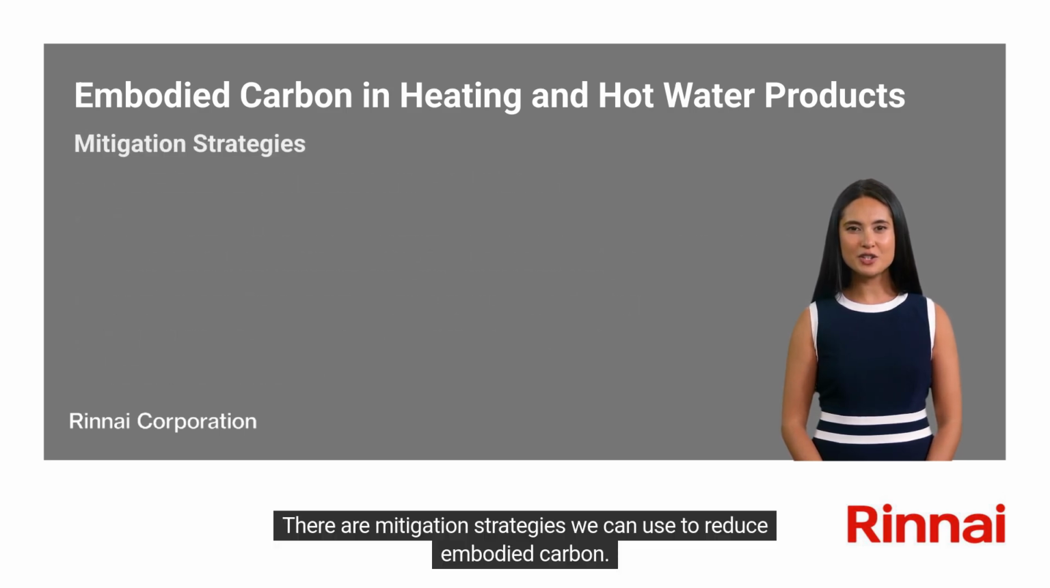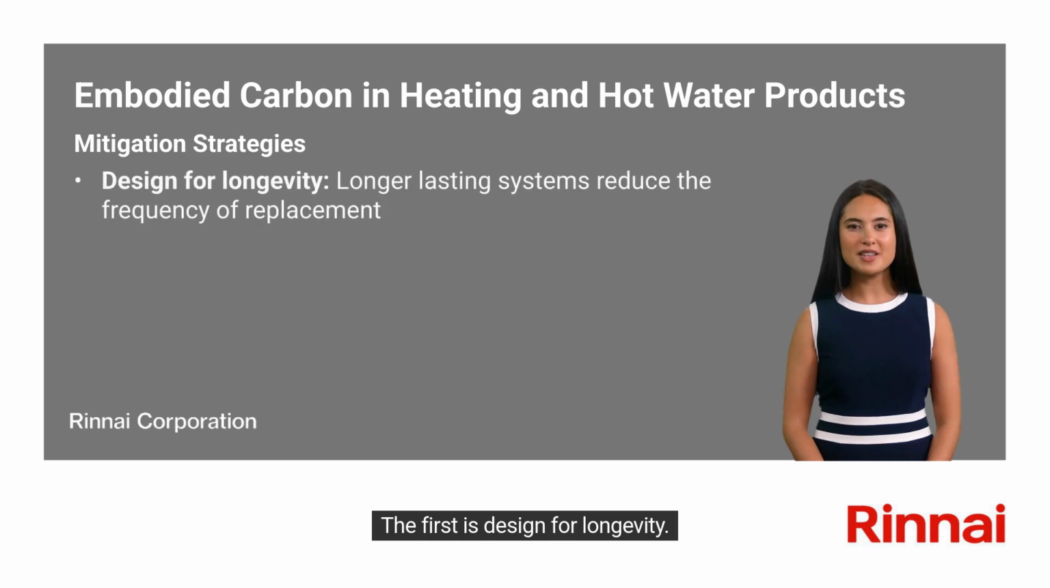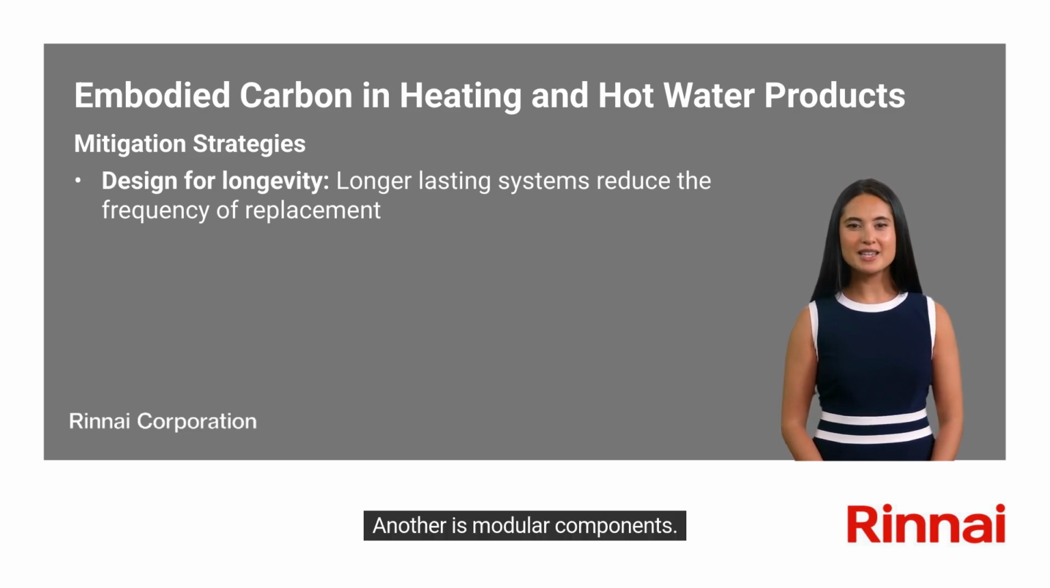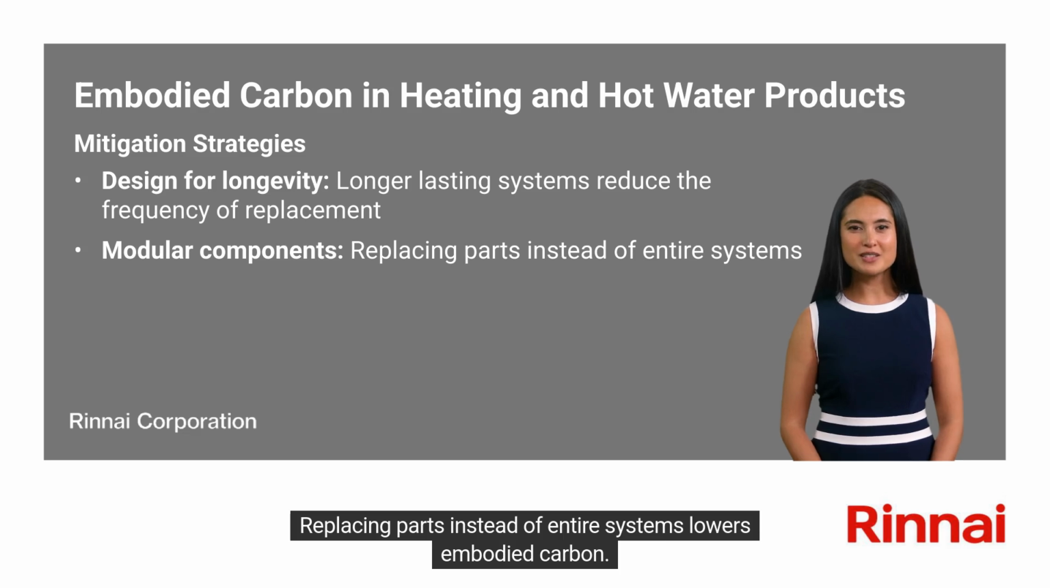There are mitigation strategies we can use to reduce embodied carbon. The first is design for longevity. Longer-lasting systems reduce the frequency of replacement and associated embodied emissions. Another is modular components. Replacing parts instead of entire systems lowers embodied carbon.